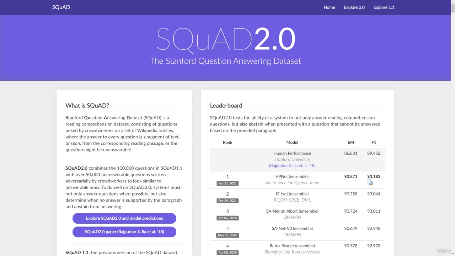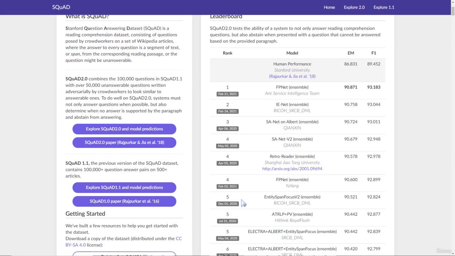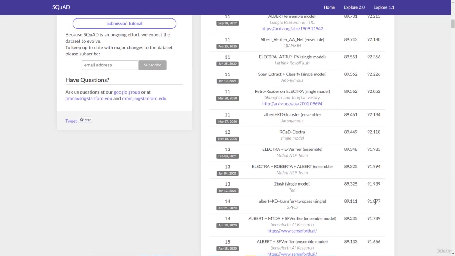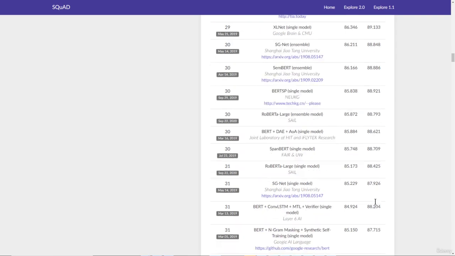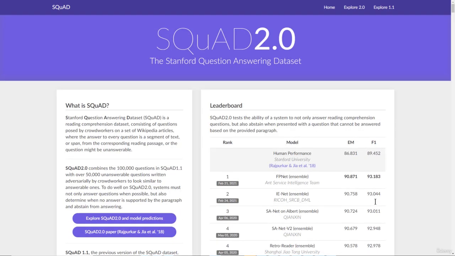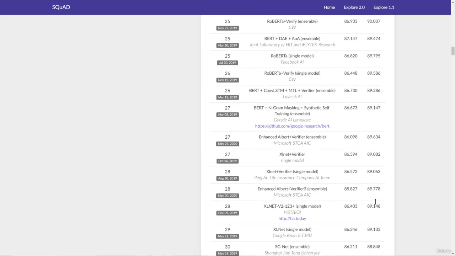Notice how they have an EM and F1 score which is actually greater than the human baseline. We also notice that we have many of these models which surpass the human baseline. If we take, for example, the F1 score for the human baseline of 89.45, if we want to rank it based on these models, let's take this 89.45.